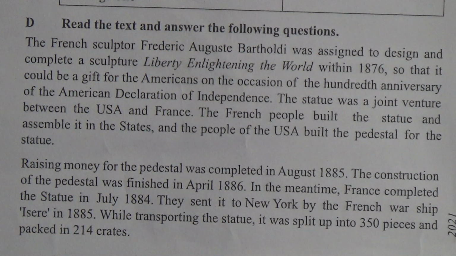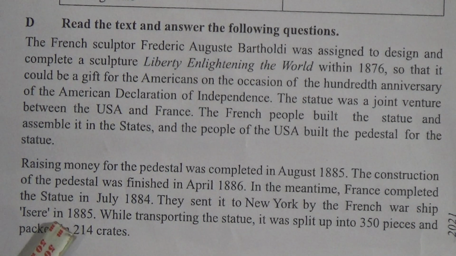So now look, raising money for the pedestal was completed in August 1885, and the construction of this pedestal was finished in April 1886, and during this time France completed the statue in 1884. Then they sent it to New York City by a French warship, and the name of this warship is Isère, in 1885. During the transportation they split up this statue into 350 pieces and packed them in 214 crates, that means 214 different boxes. Okay, now we will go to our next page.